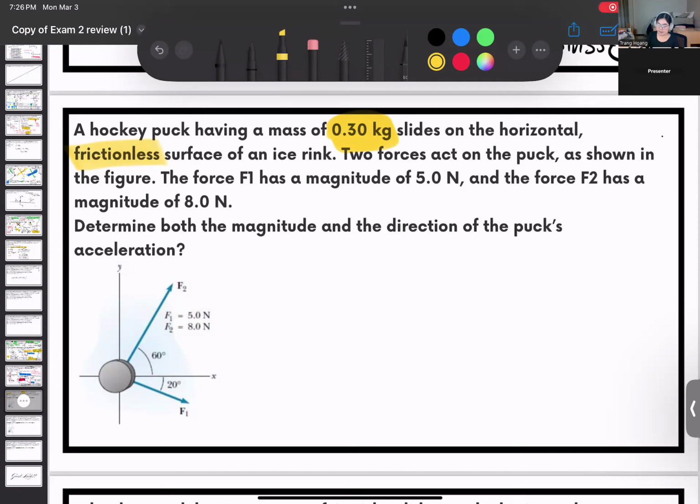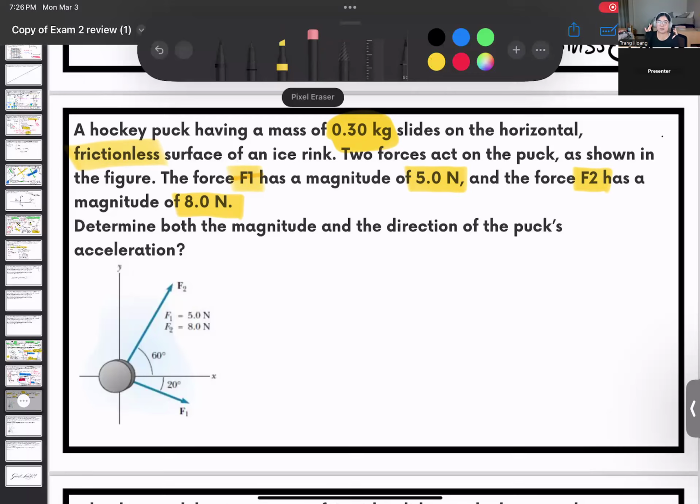Force one has a magnitude of 5 newtons, and force two has a magnitude of 8 newtons. Determine both the magnitude and direction of the puck's acceleration. All right, kind of complex.